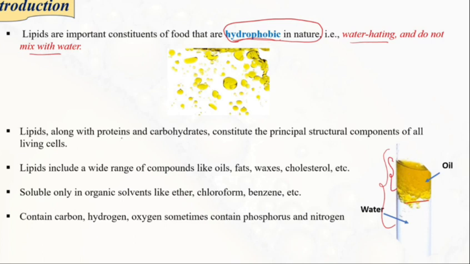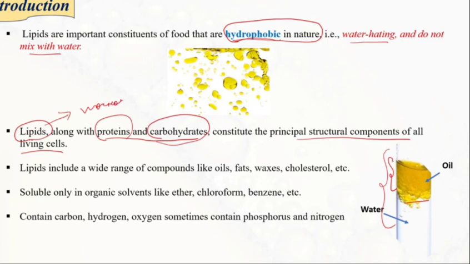Along with proteins and carbohydrates, lipids also play a major role in constituting the principal structural components of all living cells. As protein is known as a macromolecule, and carbohydrate is also known, similarly lipid is also known as a macromolecule, and it's an important molecule required for the principal structure of living cells. Lipids include a wide range of compounds like oils, fats, waxes, cholesterol, etc. As it is not soluble in water, as I mentioned before, it is soluble in organic solvents like ether, chloroform, benzene. The structure of a lipid contains carbon, hydrogen, oxygen, and sometimes phosphorus and nitrogen.